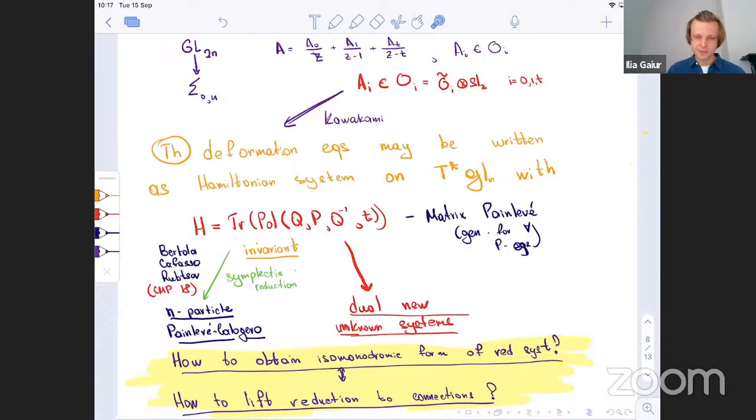On the other hand, we can consider the dual systems, reducing from the other point of the orbit, from the other intersection of our orbit with the Calogero–Moser space. And actually, we will obtain some new unknown systems which are dual to the Painlevé–Calogero systems. The main question here is how to obtain isomonodromic form for reduced systems, which can be reformulated in the following form: how to lift reduction to the connections.